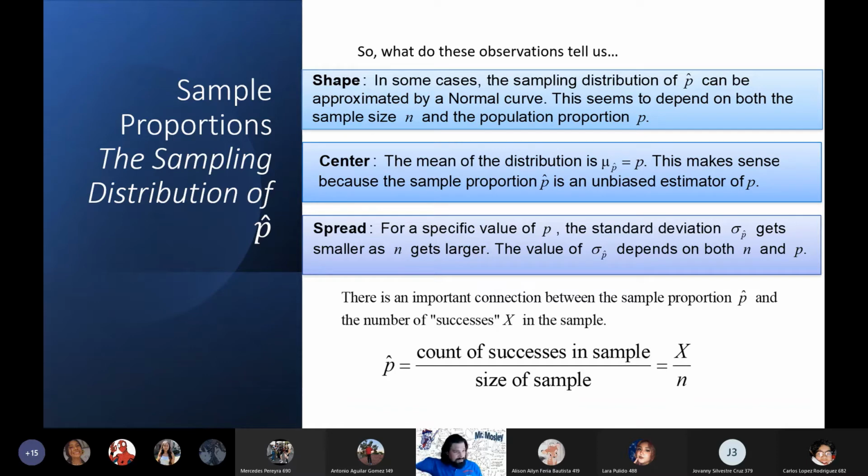So there's an important connection between the sample proportion p hat and the number of successes x in the sample. Essentially, with the orange candies of Reese's Pieces, we're using the random variable x to equal the number of orange candies in the sample, and we divided that by the sample size, and we got p hat, the proportion of orange candies. You don't need to write this formula down. We deal with this formula in a moment. Are there any questions so far?